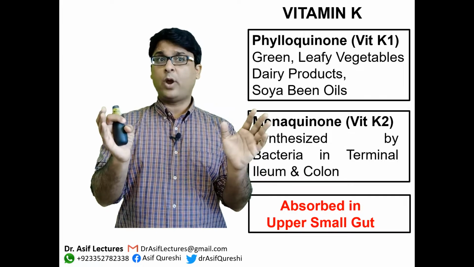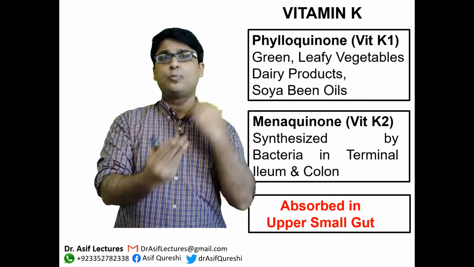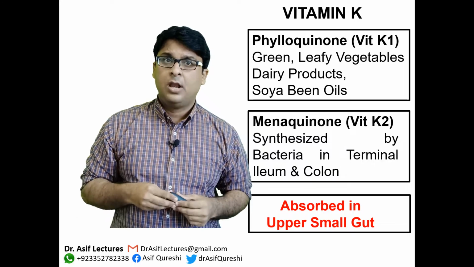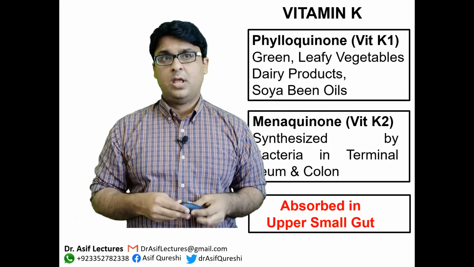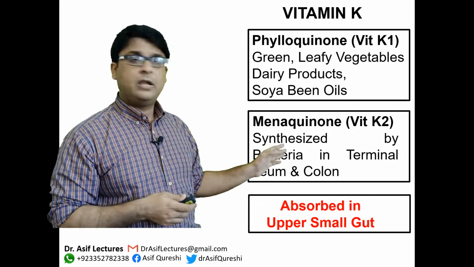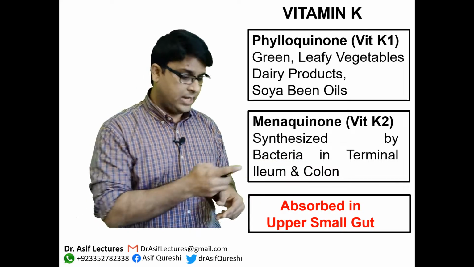Now here is an important point. Anything which depletes the bacteria, vitamin K2 production is gone. So for example, taking long-term antibiotics will deplete vitamin K2 production, okay? So that's an important thing to remember. And as for other fat-soluble vitamins, this is also absorbed in the upper small intestine, okay?